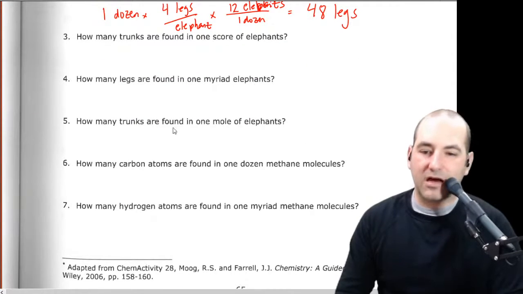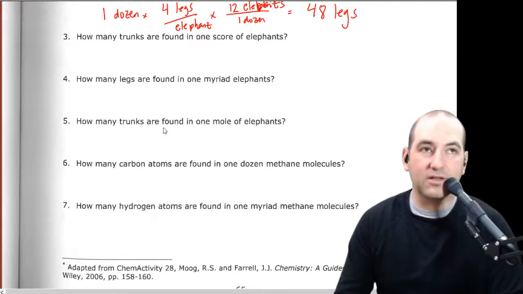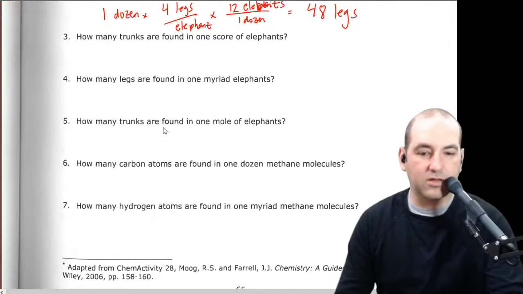10,000 elephants. How many trunks would you find? Oh, yeah. How many legs would you find in 10,000 elephants? Well, there's 4 legs per elephant, so that would be 40,000. All right, see where I'm going with this?